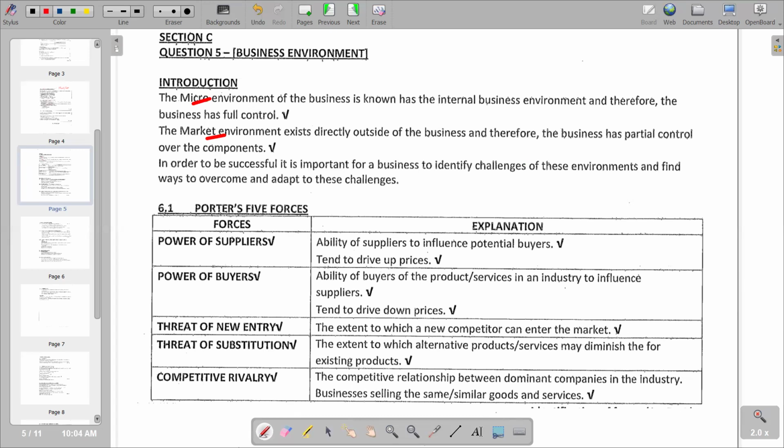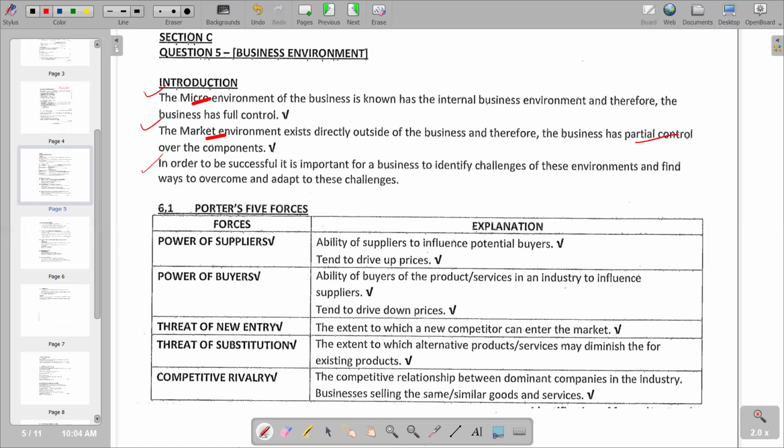Market environment describes any factors that affect consumer behavior. Basically, that's the market environment. The market environment exists directly outside of the business, and therefore the business has partial control over the components. Partial control, very important to take note that the business can partially control the market environment. And then the next explanation just sums up the introduction by saying, in order to be successful, it is important for a business to identify challenges of these environments and find ways to overcome and adapt to these challenges.